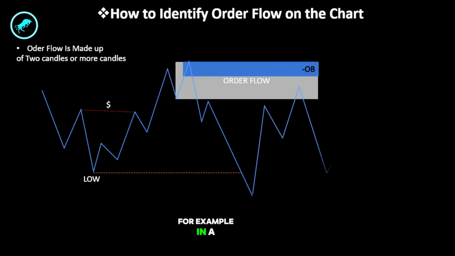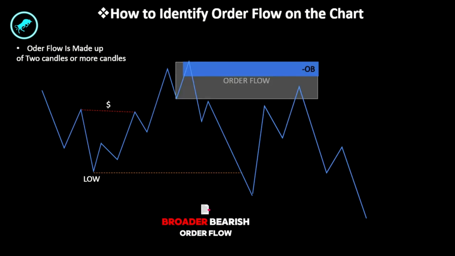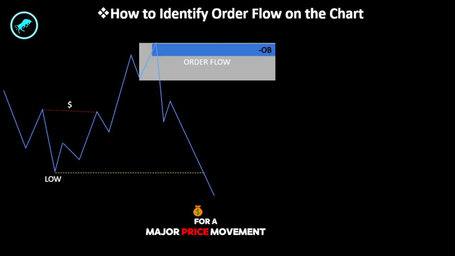For example, in a downtrend, the price might reverse before reaching an identified order block because it respects the broader bearish order flow zone first. This is a crucial point to understand. The order flow zone takes precedence over the order block because it represents the last significant area of buying or selling pressure for a major price movement.